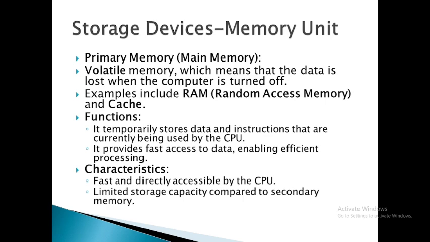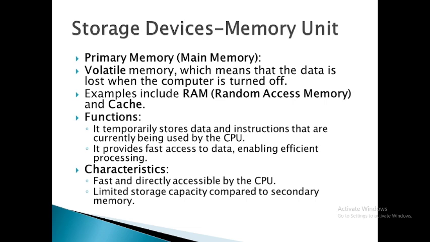The primary memory, which is also referred to as the main memory, is a volatile memory. This means that the data which it holds gets lost when the computer is turned off or when the power goes off. For example, random access memory and cache memory are all primary memories.